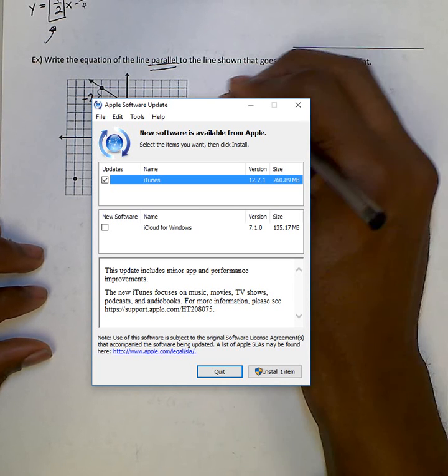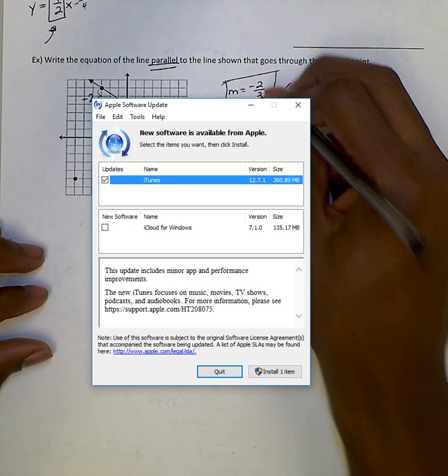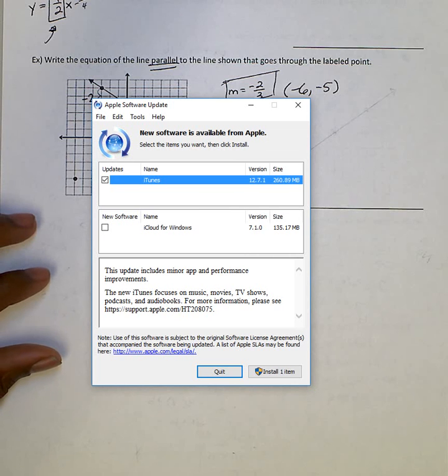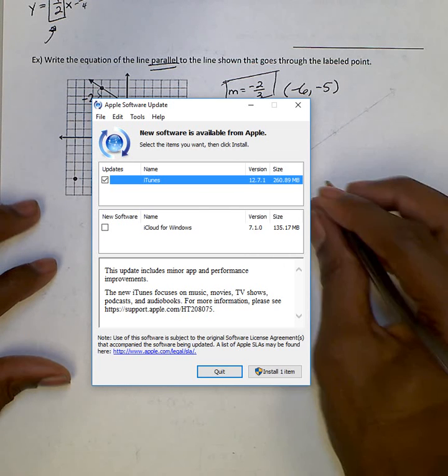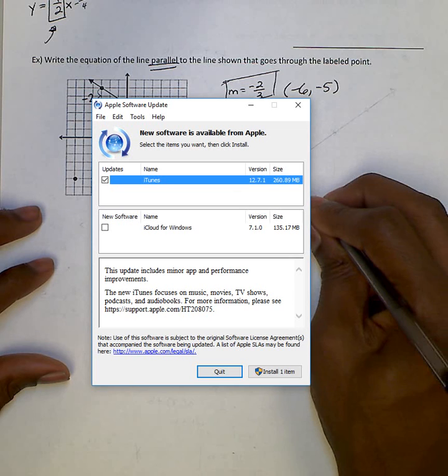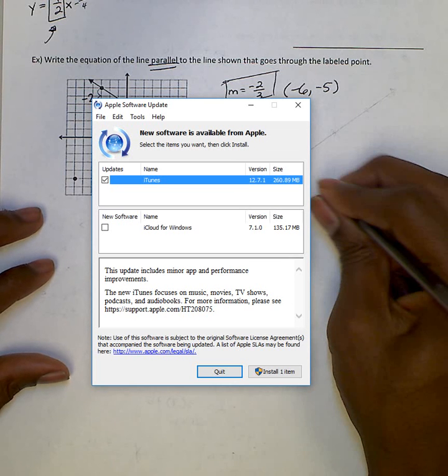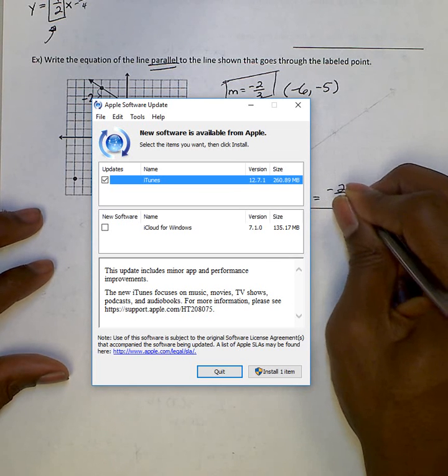So I have the slope of my new line, I have the y-intercept of my new line, and so I have the equation of my new line. My equation will be y equals -2/3 x minus 9.